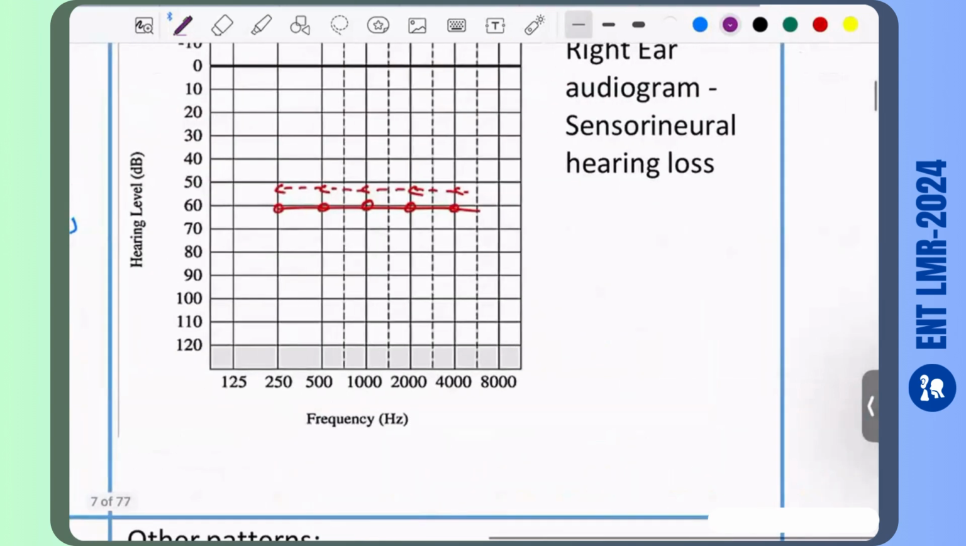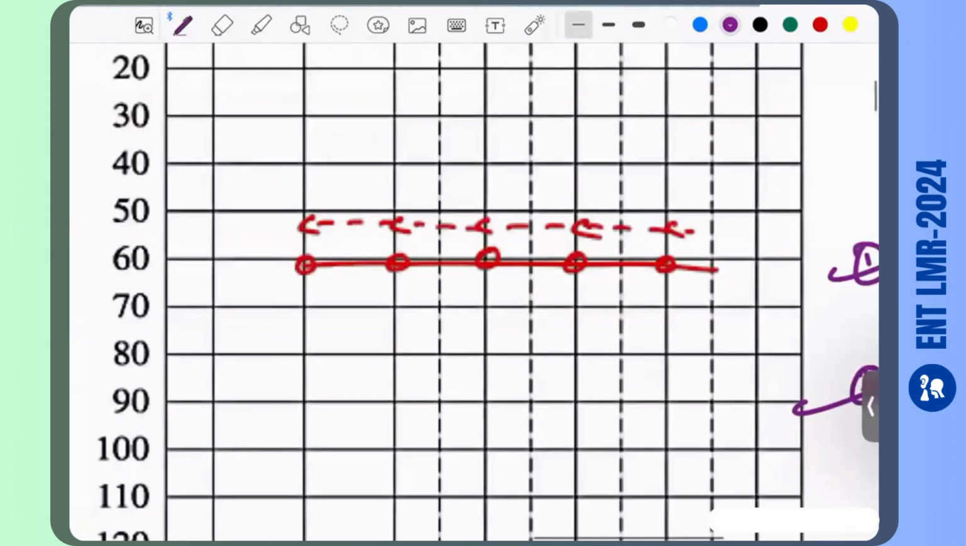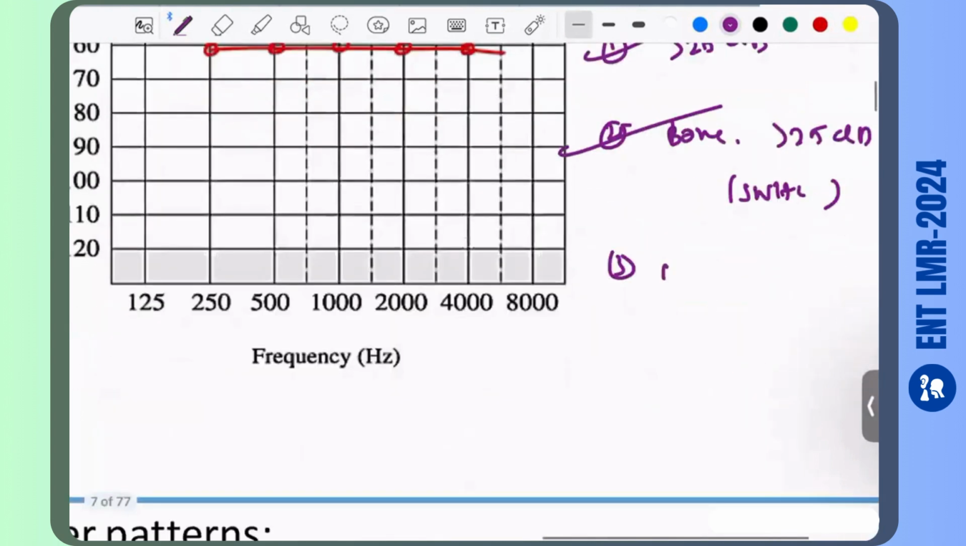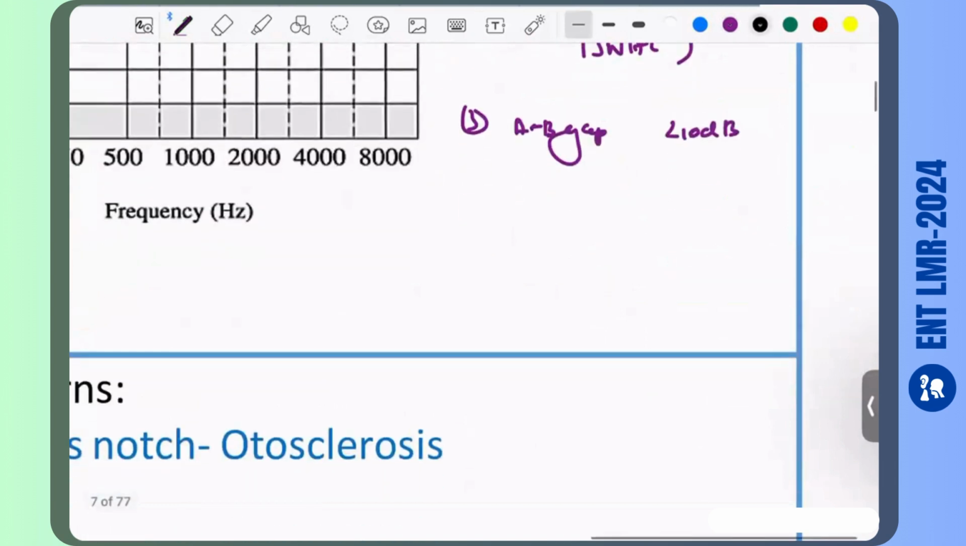Confirmed. See this picture. Any curve more than 25 decibel? Yes. Bone conduction more than 25 decibel? Yes. So SNHL is present. The third line: see, the air bone gap is only 5 decibel. The air bone gap is less than 10 decibel. It is confirmatory of sensory neural hearing loss. SNHL means sensory neural hearing loss.